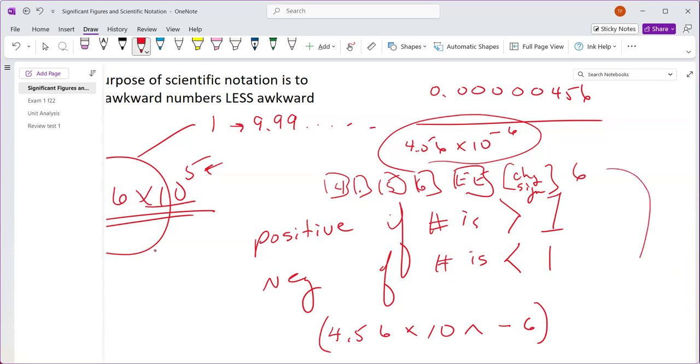So the cool thing about EE is it glues the exponent to the number. And that's the purpose of the parentheses. If you don't use parentheses, especially if you're dividing by that number, your answer will be wrong.